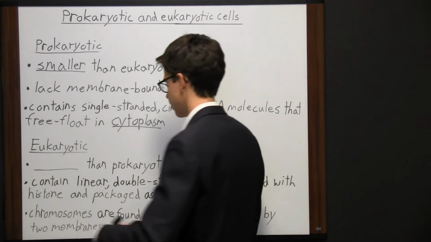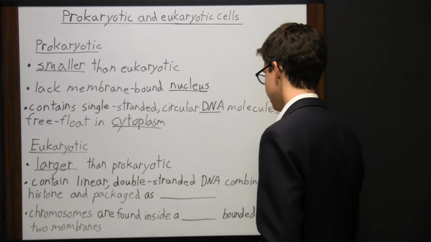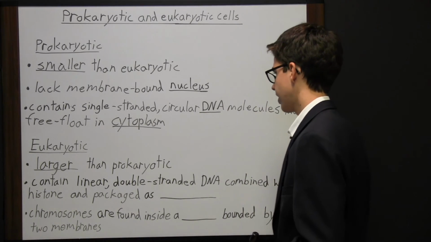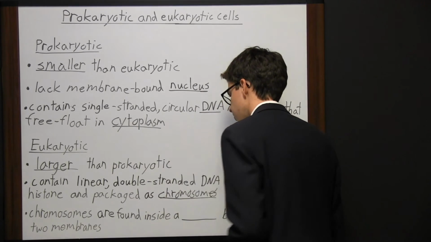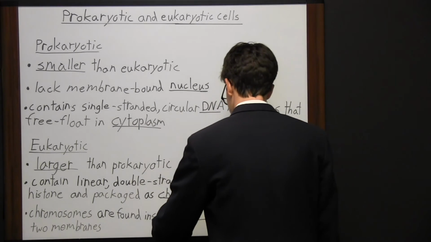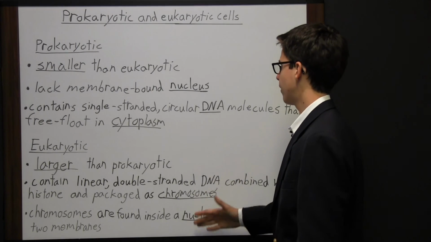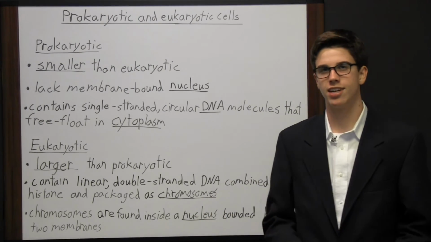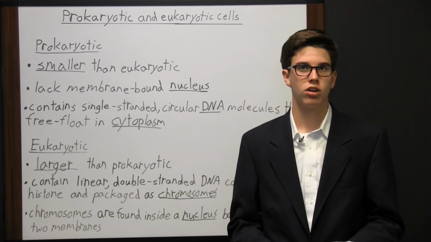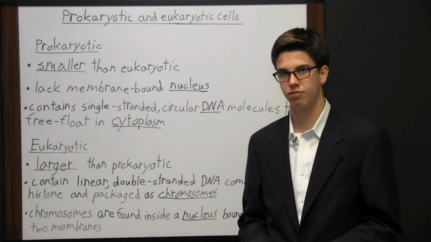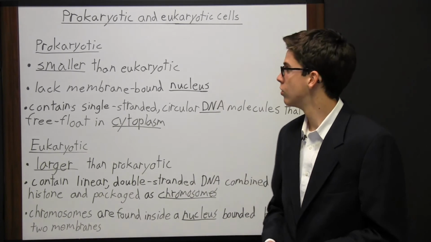Then we have eukaryotic cells, and so these are going to be obviously larger than prokaryotic cells. And these contain linear, double-stranded DNA combined with histone and packaged as chromosomes. And then the chromosomes are found inside a nucleus bounded by 2 membranes. So notice here, the eukaryotic cells do have a membrane-bound nucleus. Now, eukaryotic cells contain a variety of other membrane-bound organelles, such as mitochondria, chloroplast, endoplasmic reticula, Golgi bodies, lysosomes, and vacuoles. Now, eukaryotic ribosomes are larger and more complex than those found in prokaryotes.